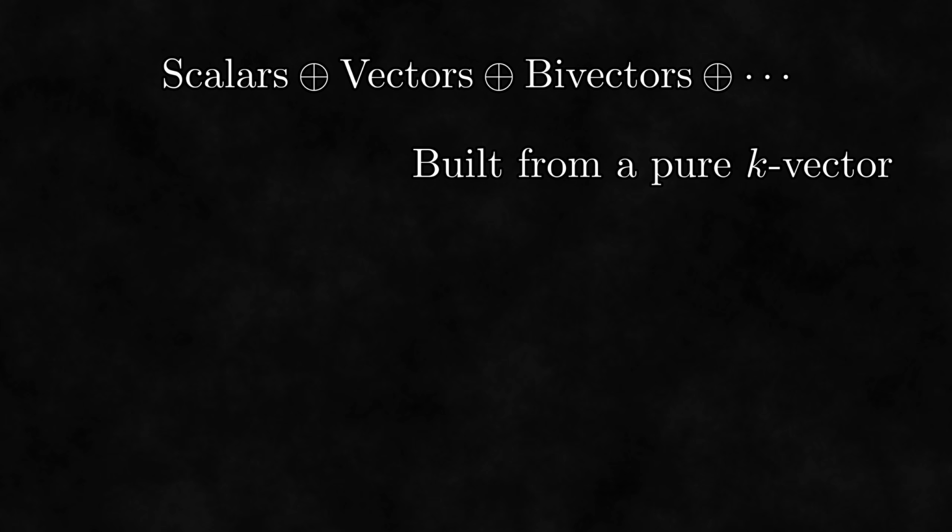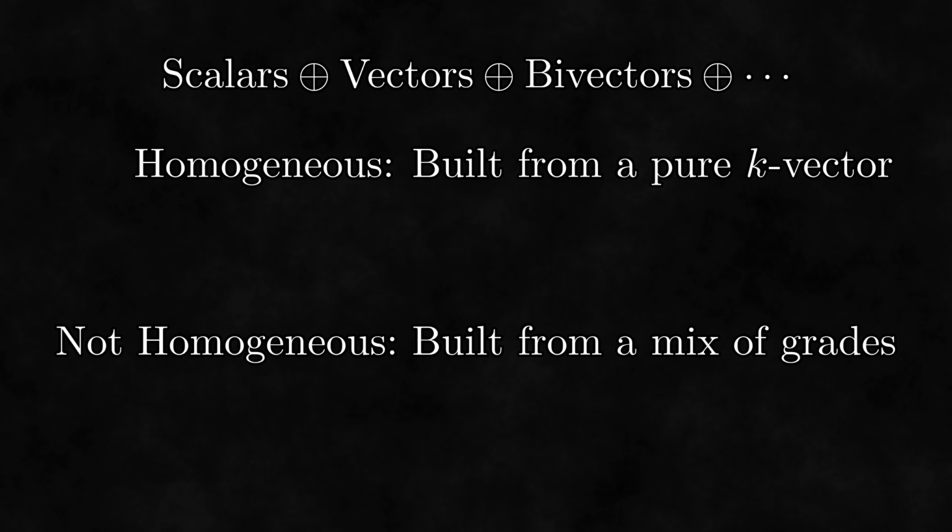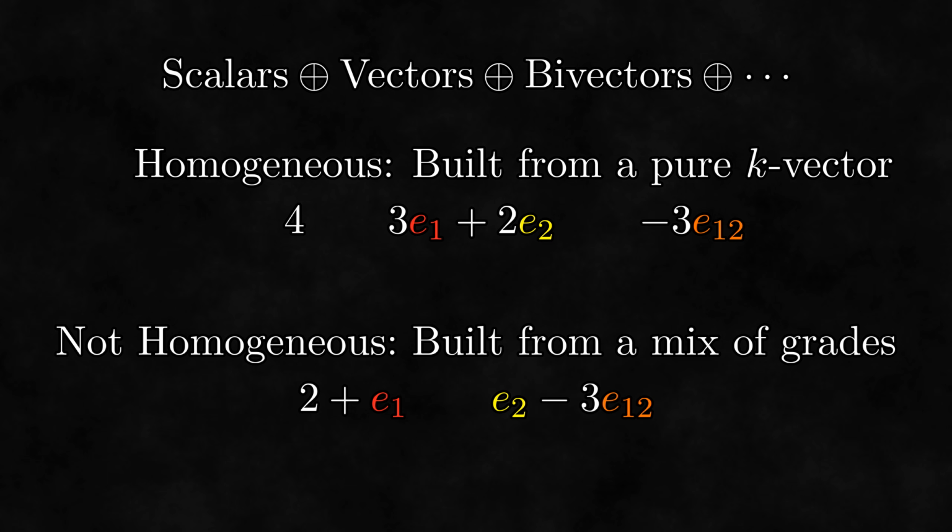Now, it can be useful to differentiate between the multivectors that are built from a pure k-vector and the multivectors that are built from a mix of grades. We say that any multivector that is built from a single k-vector is homogeneous, and all other multivectors are not homogeneous. For example, 4, 3e1 plus 2e2, and negative 3e12 are all homogeneous, but multivectors like 2 plus e1 and e2 minus 3e12 are not.